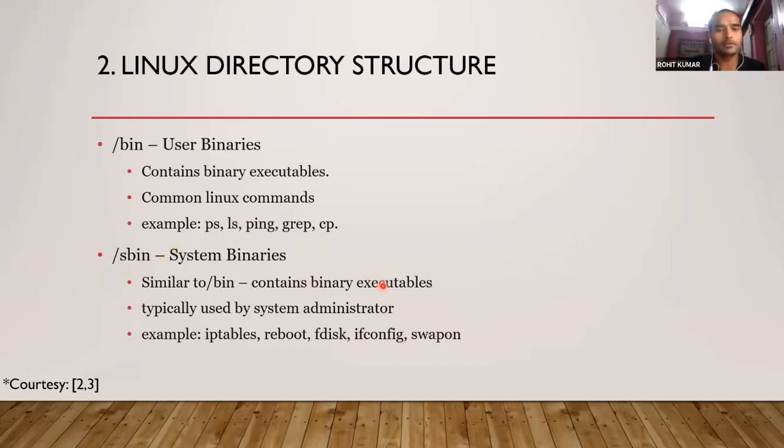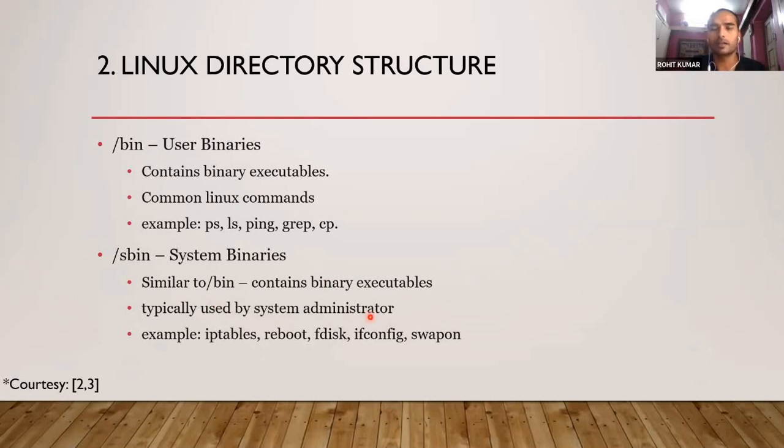Here you are supposed to have binary executables similar to bin, but these are supposed to get used only by your system administrators. So you can say the system binaries. Like I told you, there are multiple types of executable files. Some are of general nature, some are of administrative purposes, some are for fun purposes or something like that. If you have multiple types of binary files, then depending on their purpose, they are classified. So sbin contains only the binaries which are required by the system administrators.